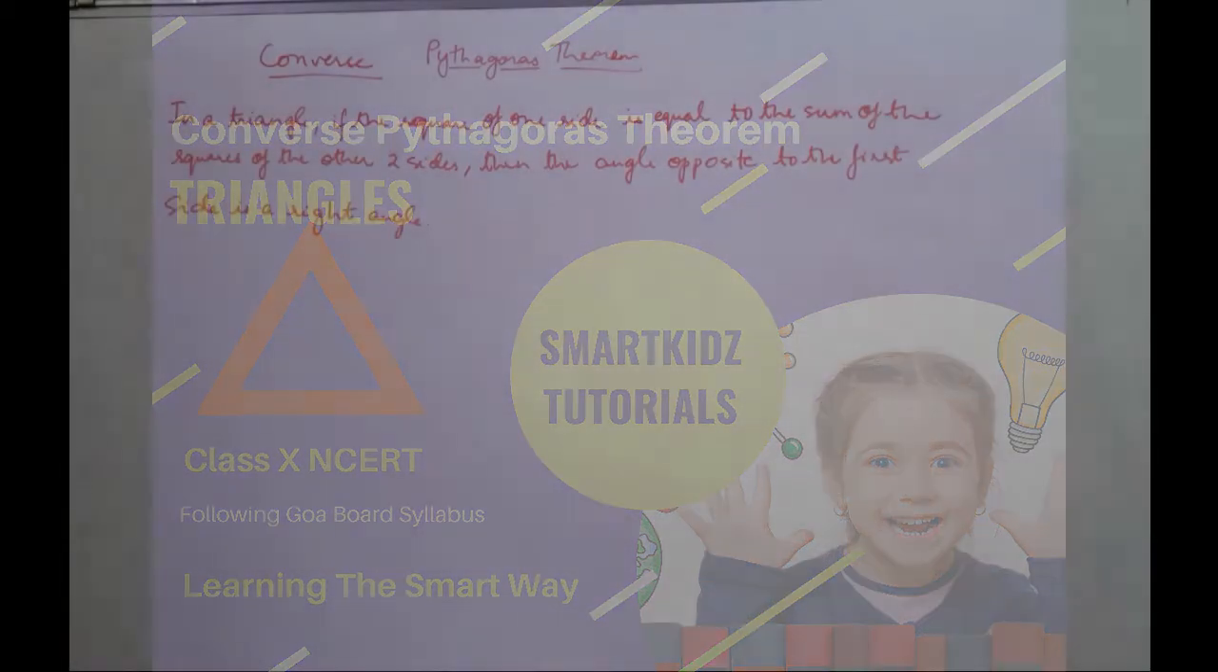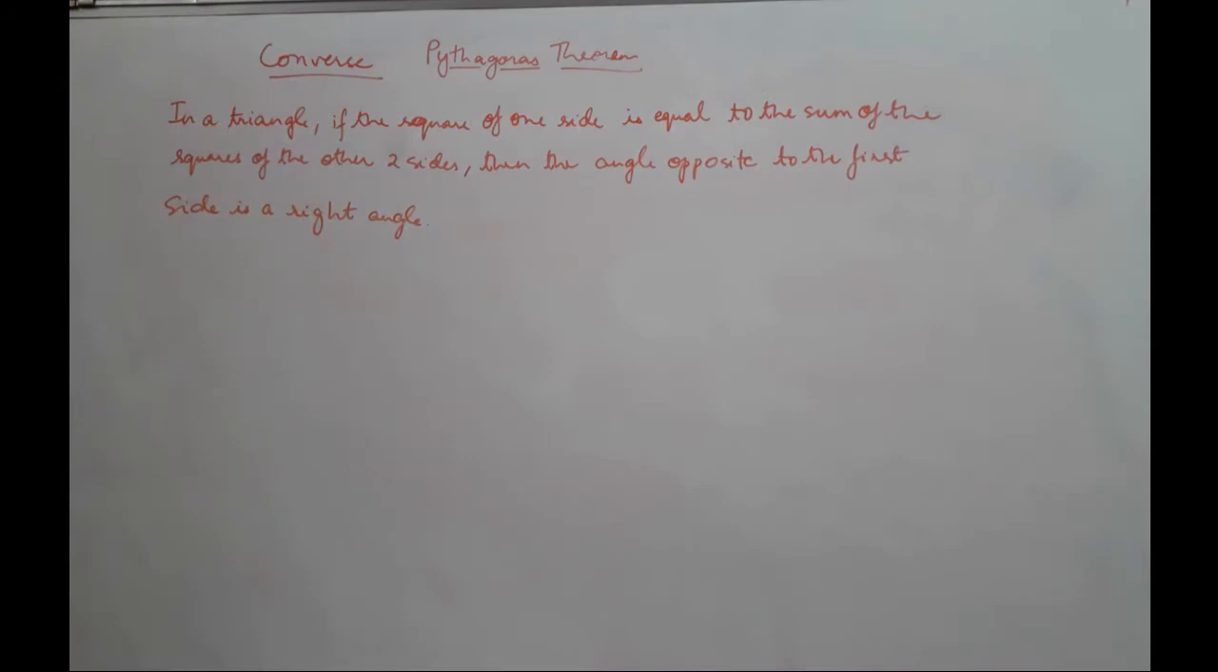Hello students, in this video we look at proving the converse of Pythagoras theorem. That is, in a triangle, if the square of one side is equal to the sum of the squares of the other two sides, then the angle opposite to the first side is a right angle.